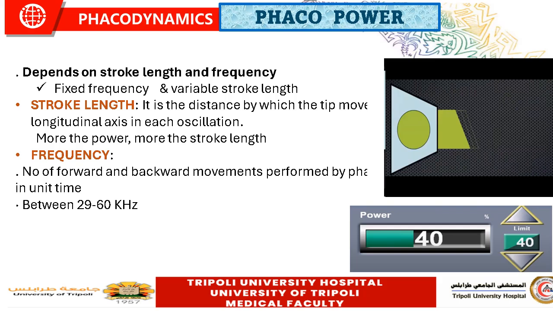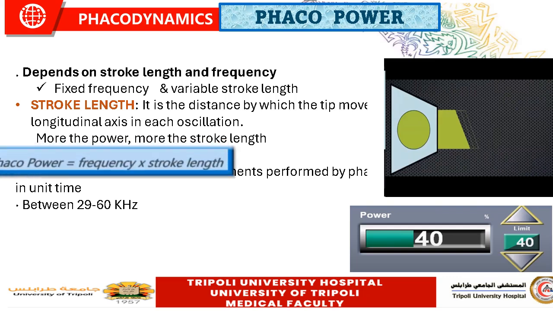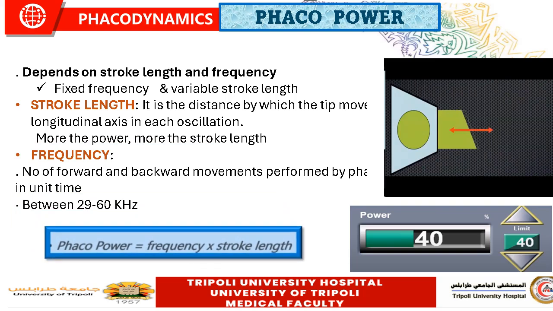So when we set the stroke length at 50%, it means that the needle will move 50% of its length within the eye, the to-and-fro movement of the phaco needle. So this is the stroke length. Now the other variable is the frequency.